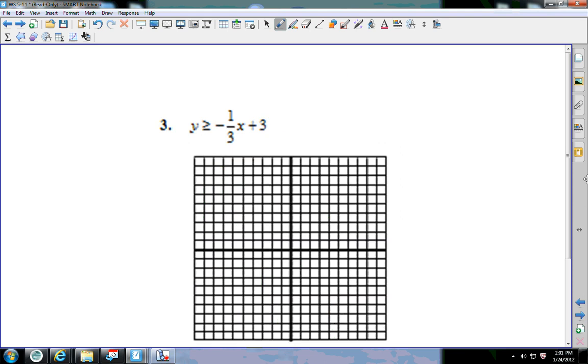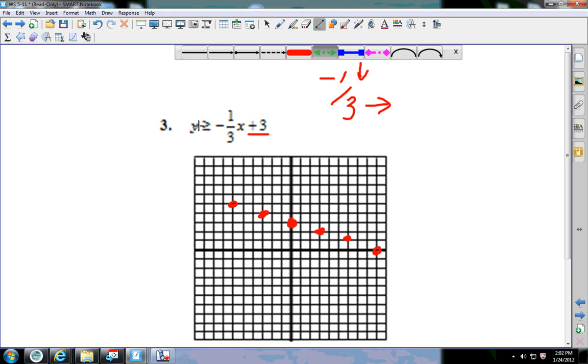Next one. I'm going to put a dot on the y-intercept, which is plus 3. The slope is negative 1/3. That tells me to go down 1 and to the right 3. Down 1 to the right 1, 2, 3. Do that again, down 1 to the right 1, 2, 3. Or I can go up 1 to the left, 1, 2, 3.